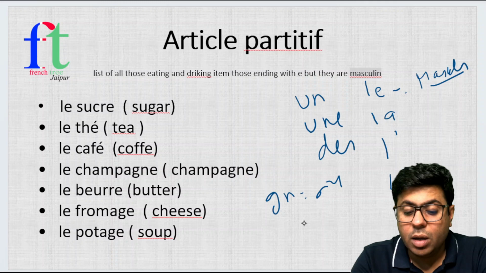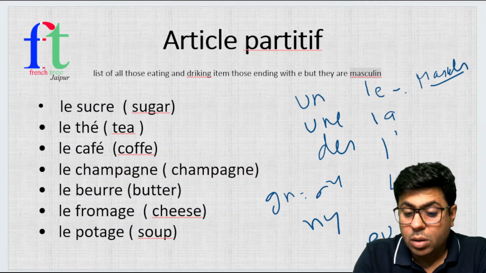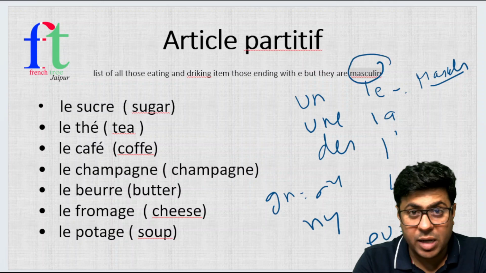Ne. Got it? Le beurre, EU is a. Le fromage, le potage. Got it? So this slide is for vocabulary that ends with e, but actually is masculine. So please keep it in mind and write it down in your notebook continuously as we work on the slide. Then comes the next slide.